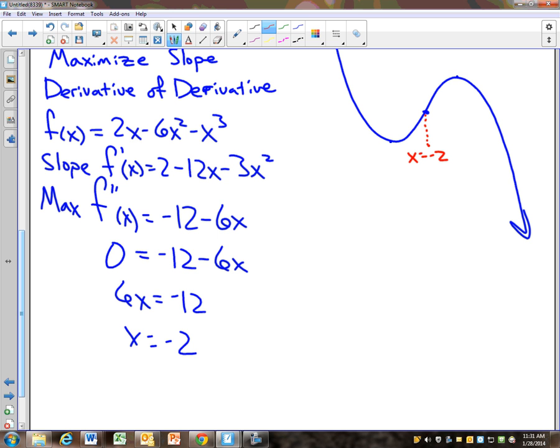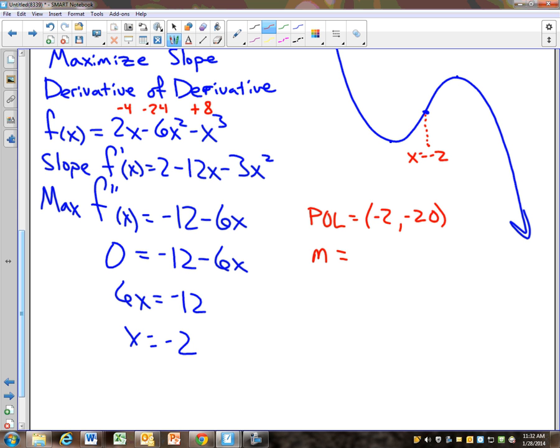But let's hold on. Our goal here is to write the equation for the line, correct? So the equation for the line requires a point on the line, and it also requires slope. So let's do the point on the line first. The x value is -2. In order to find the y value, I plug it into the first one. So 2 times -2 is -4. -2 squared is 4 times 6, so 24. And then -2 cubed is -8, so plus 8. -20.